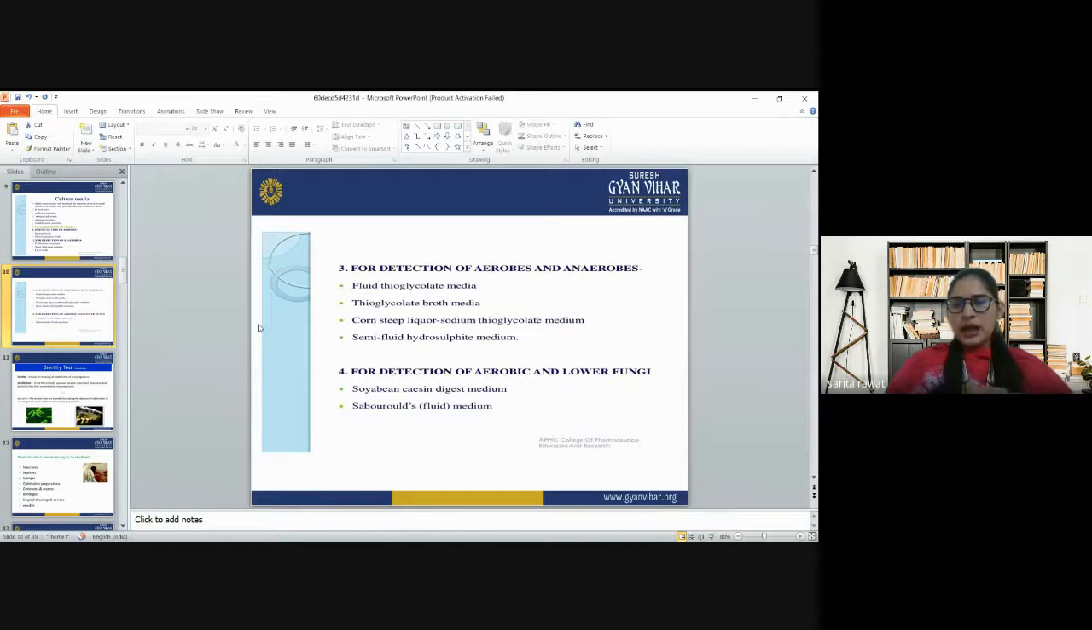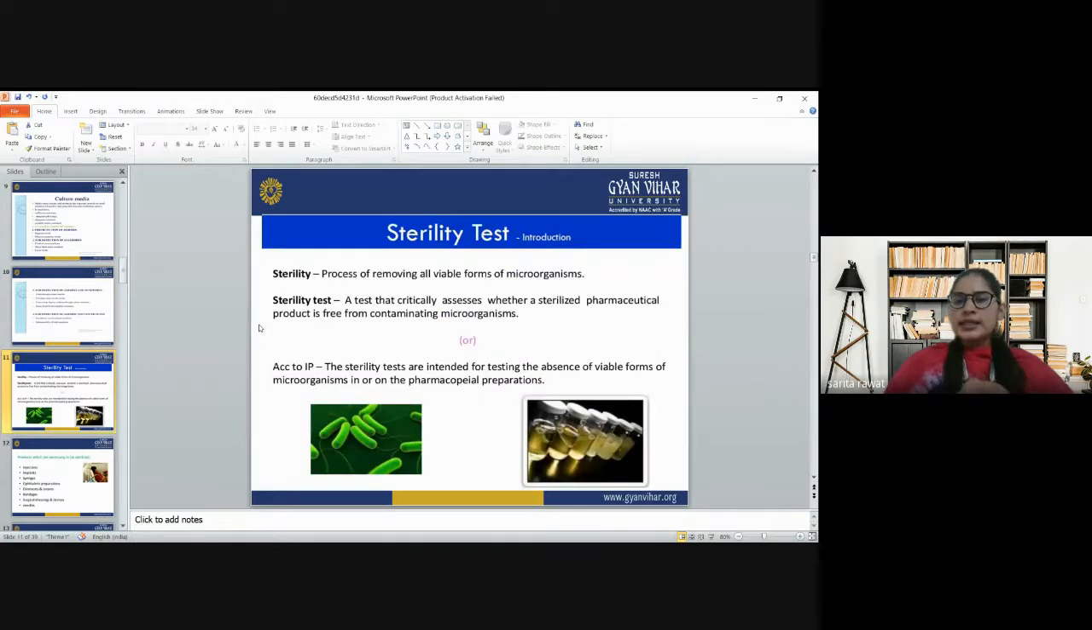thioglycollate media. Next is for the detection of aerobic bacteria and fungi. For this, we have soybean casein digest media. Then, another media we have is Sabouraud fluid media. So these are all about the culture media and the sterilization. Now moving towards the sterility test. So what is a sterility test, how do we perform it, and what are the various ways of performing the sterility test according to BP, USP and IP.